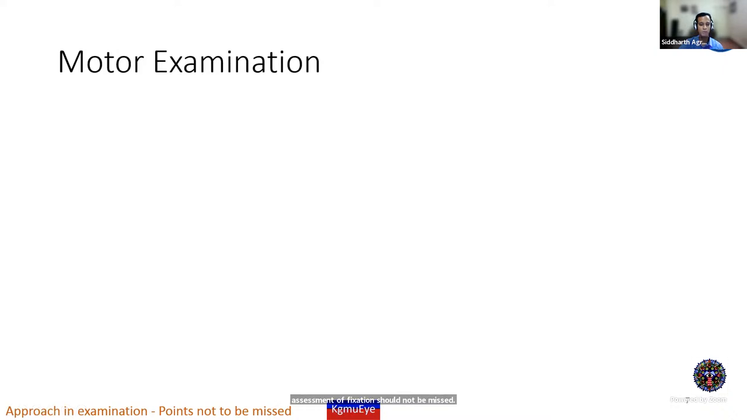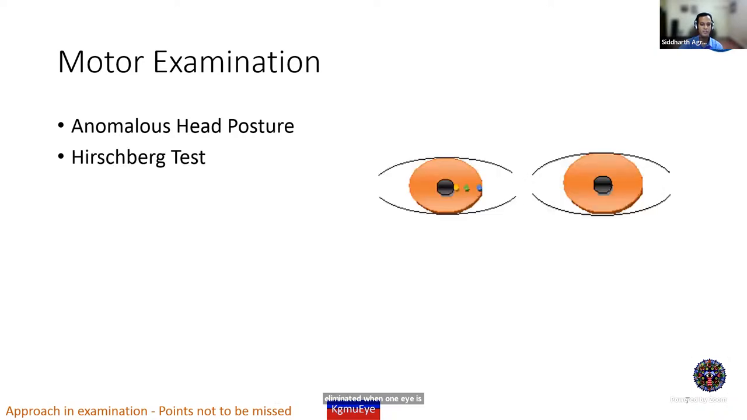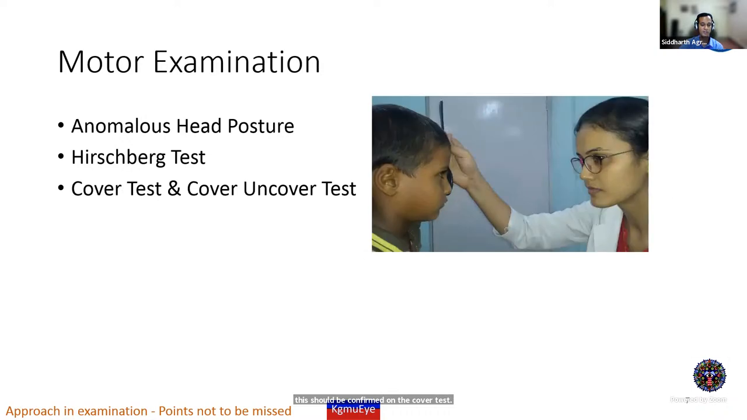We now come to the motor examination. You must be aware of the three components of the head posture: the face turn, the head tilt, and the chin elevation or depression. Keep in mind that the CHP, due to ocular causes, gets eliminated when one eye is occluded. The Hirschberg test gives you an idea of the deviation, which should be confirmed on the cover test. Please practice cover test beforehand. This is the basic of strabismus examination. I would be showing you a small video of the cover test in the next slide.